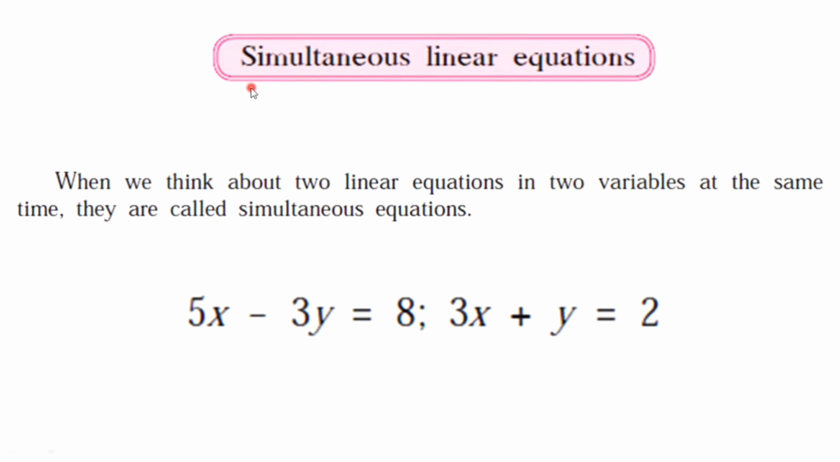Based on that, we have another concept, simultaneous linear equations. Suppose if we think two linear equations in two variables at the same time, those equations are called as simultaneous linear equations. For example, 5x minus 3y is equal to 8 and 3x plus y is equal to 2. So these are the two linear equations in two variables which we are going to consider at the same time. That's why these two equations are simultaneous linear equations.